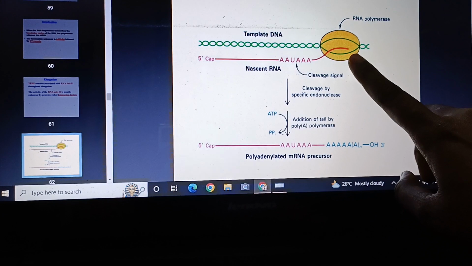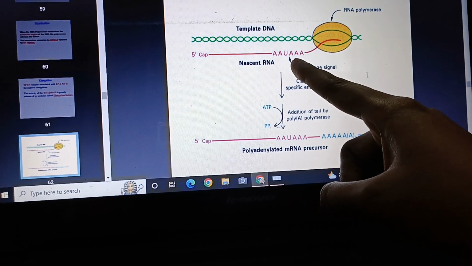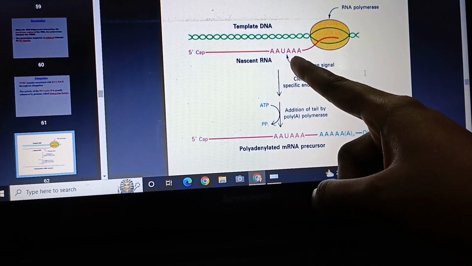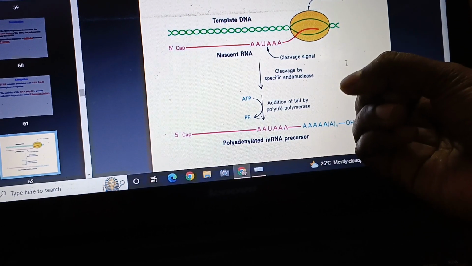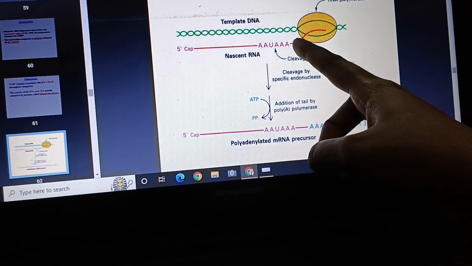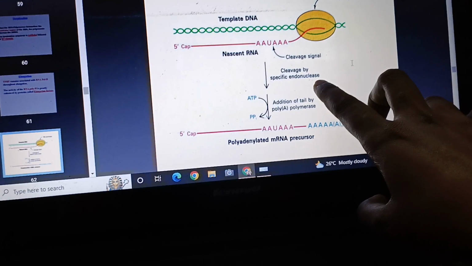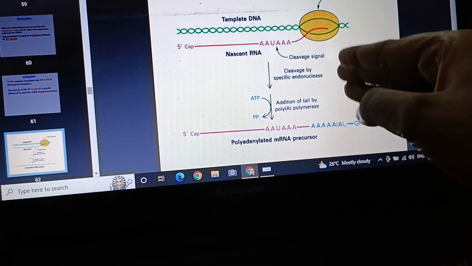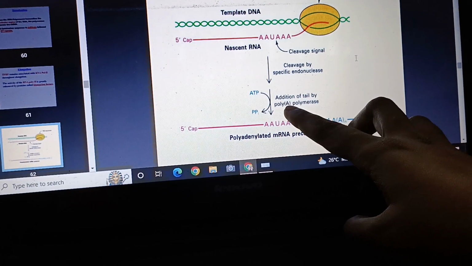So this is the process of your termination. As I told you already, the RNA polymerase is a hand-like structure. Once the region AAUAA, the terminator region, is reached, it will give a signal. The palm-like structure of RNA polymerase will release the newly synthesized RNA. This is your nascent RNA. Cleavage by a specific endonuclease. Endonuclease means some cleavage will happen within the nucleic acid. Addition of a tail by poly A polymerase.